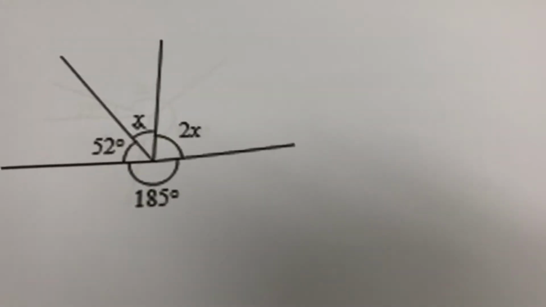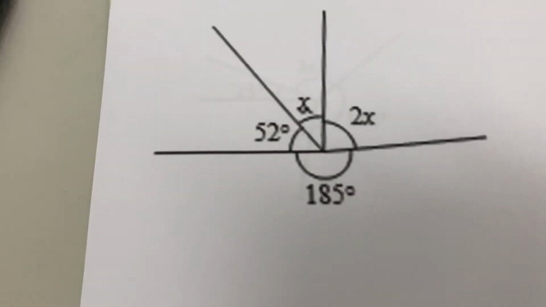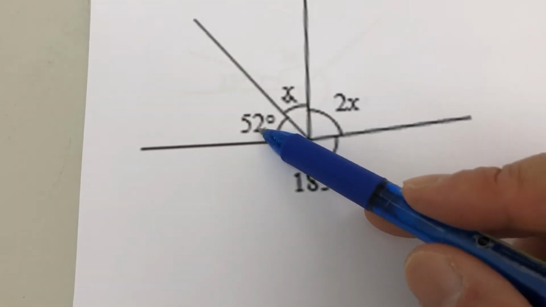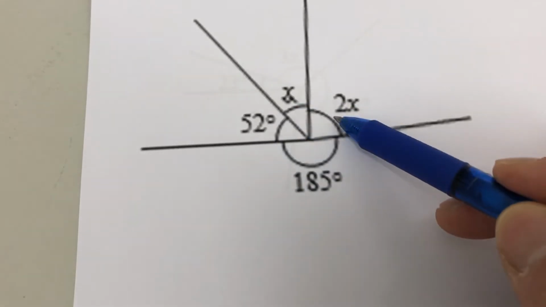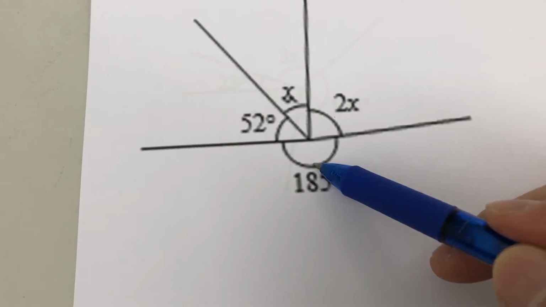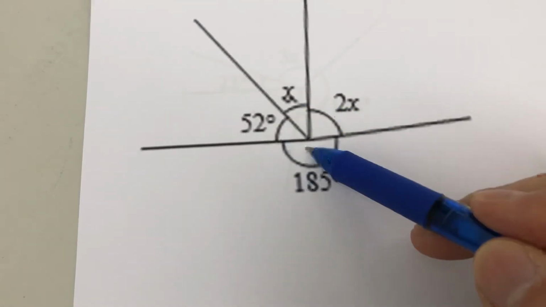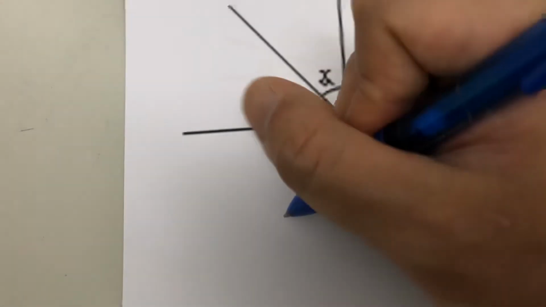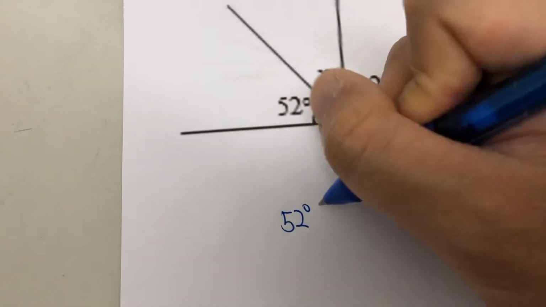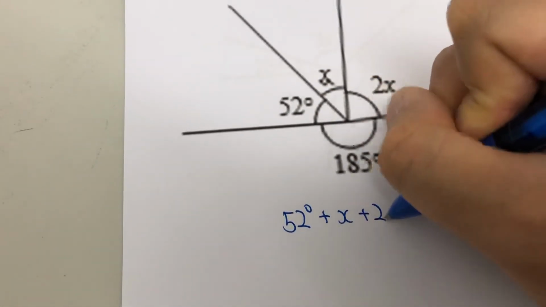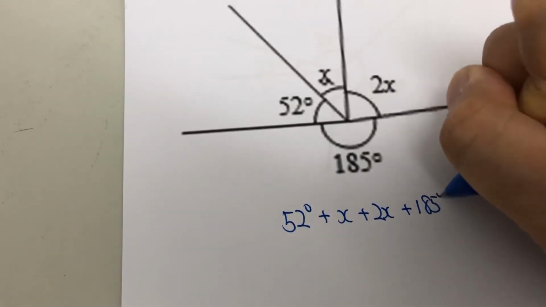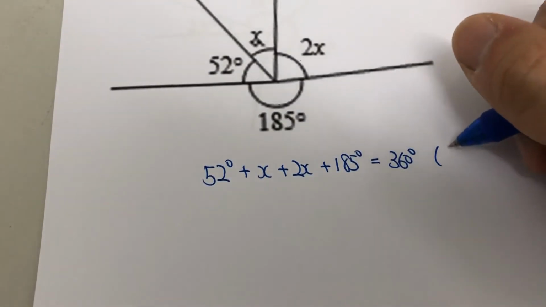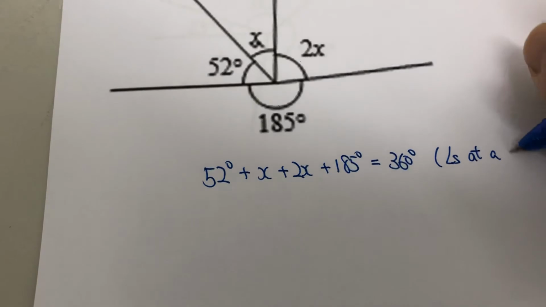Let's look at the other one. Okay. So let's look at this case. How many angles do we have? 52, x, 2x, 185, 4 angles, right? And you see that these 4 angles, they surround the same point and they complete a full circle. Therefore, let's add them up. 52 degrees plus x plus 2x plus 185 equals to 360. Reason: angles at a point.